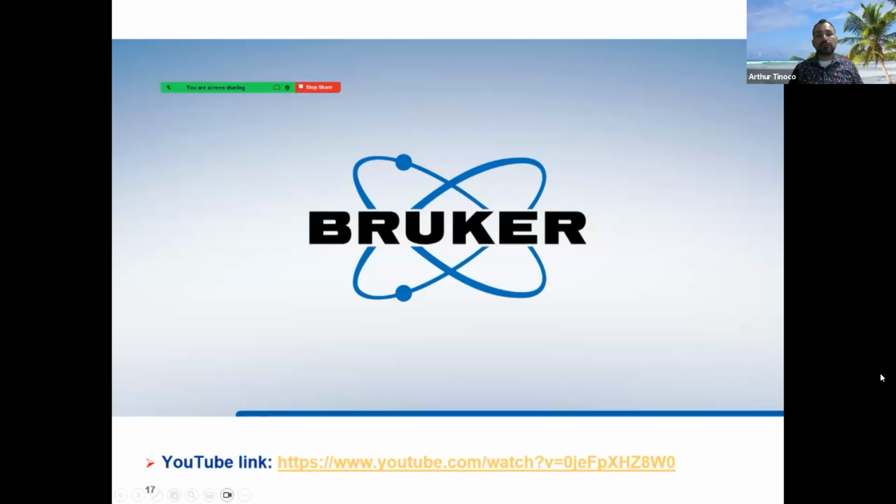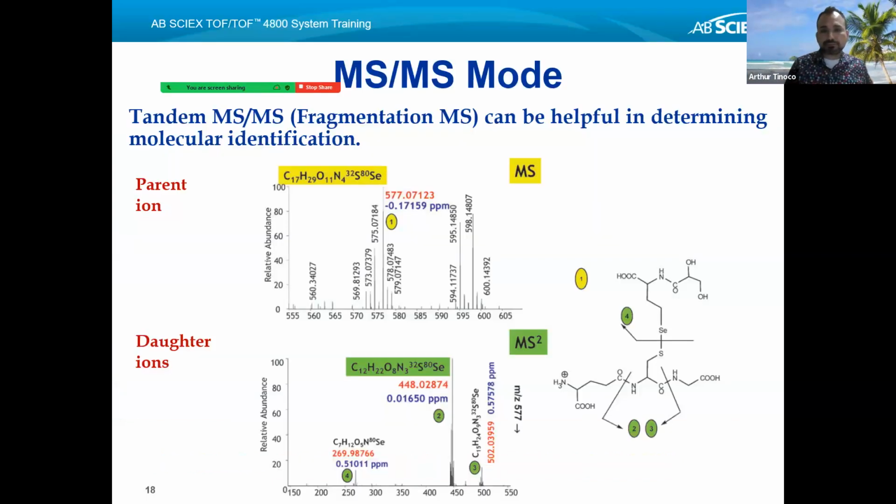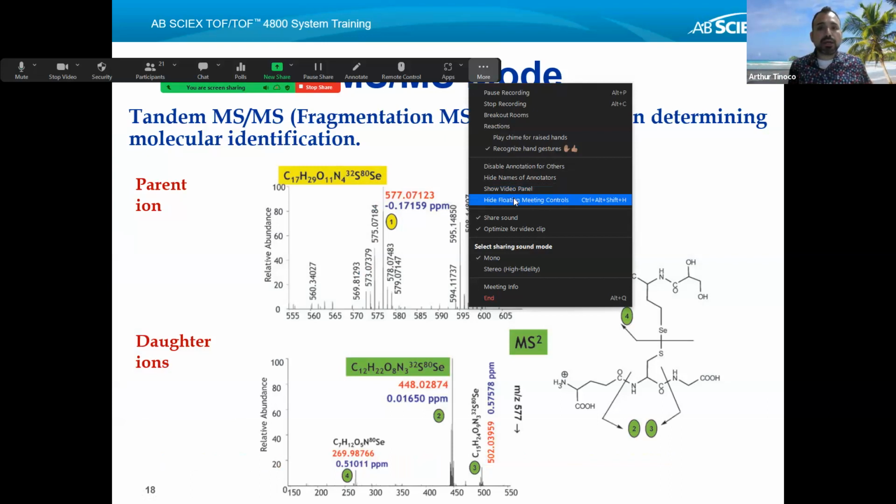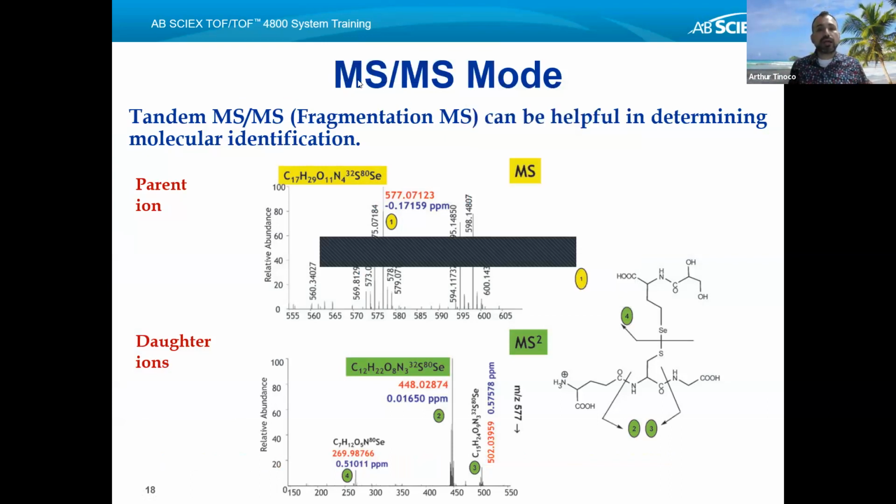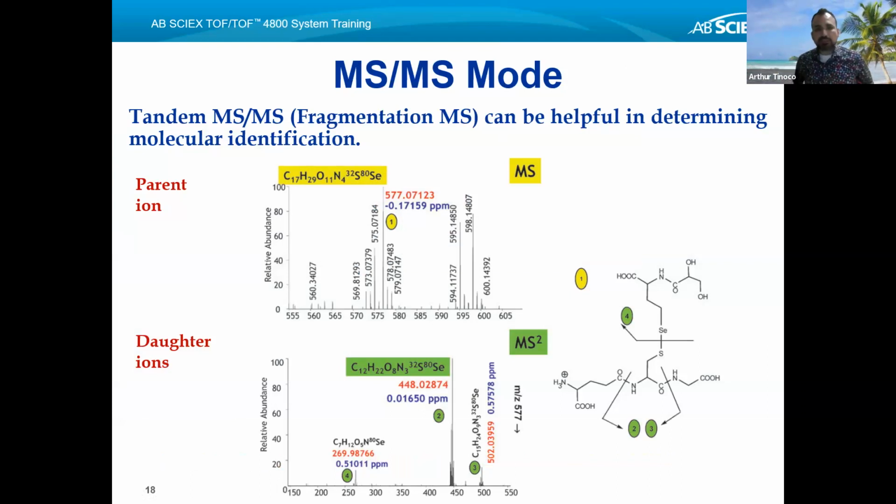All right, so that gives you a perspective of the inner workings of data collection. All right, so the next thing I want to talk to you about is another mode of experimentation that one could do. This is a mode that's called the MS-MS mode. So what does that actually mean? Why are there two MSs? Well, that's because this is a fragmentation mass spectrometry.